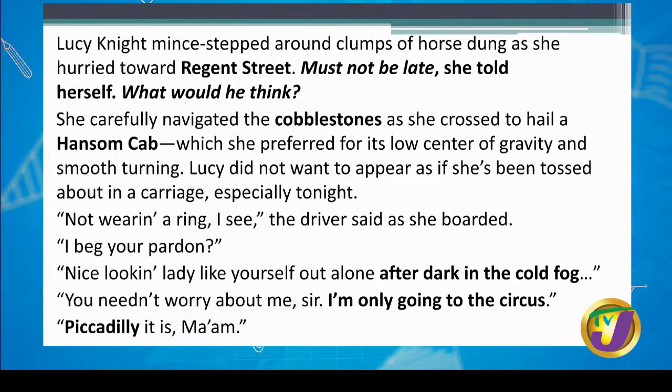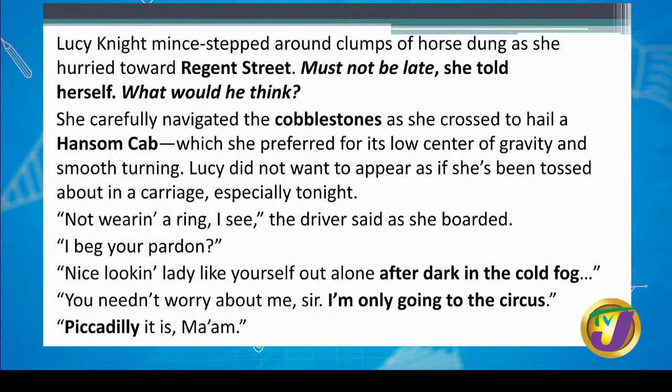And then it goes down. So we know it's after dark and in a cold fog. So again, that is something that is expected in a particular place. And then it says, she says she's going to a circus. So we're getting little details as we read through.